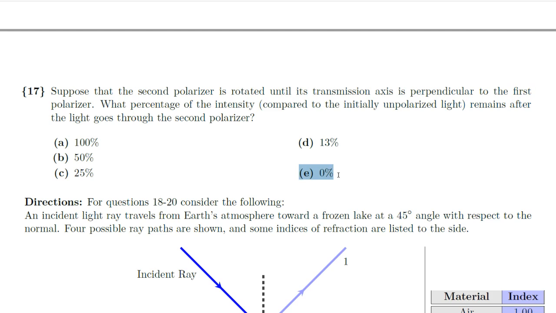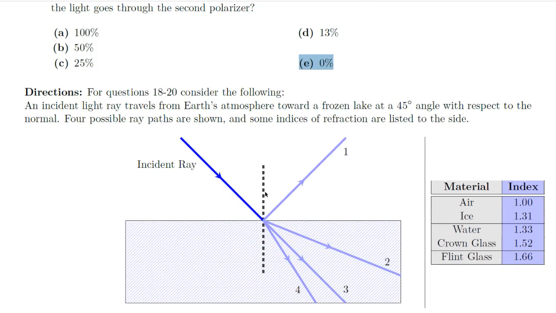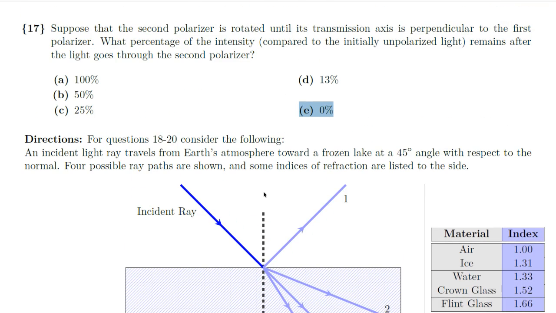So the answer for this one is E. All right. We're getting to the last stretch of material, so it looks like we're doing relatively good on time.